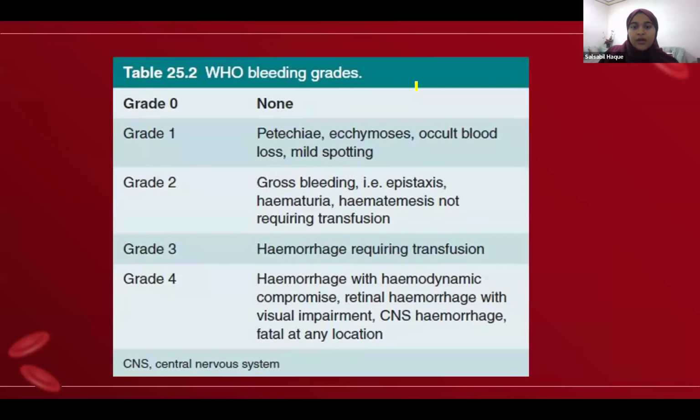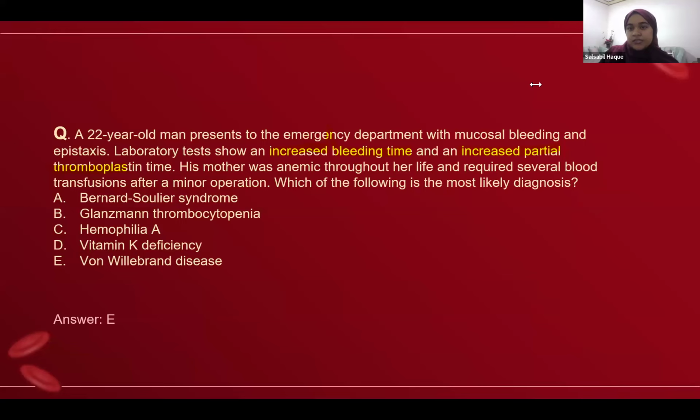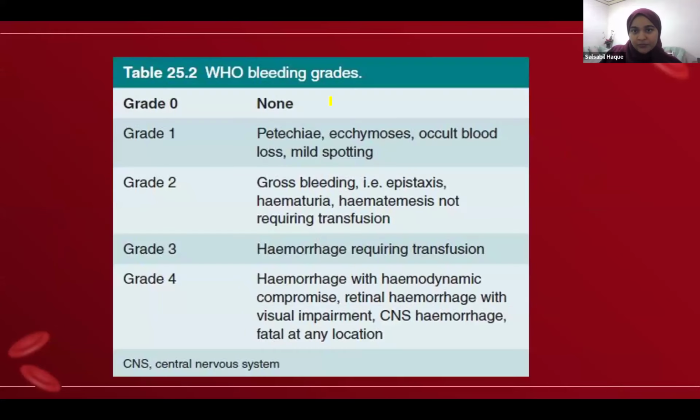Okay, moving on. Here the patient presented with mucosal bleeding and epistaxis, right? Can someone tell me, this was in your lecture by the way, what grade of bleeding this is? There's two, there's three. This is grade 2. This is something that I personally overlooked. I think I never remember studying this. However, make sure you go through the grades of bleeding.